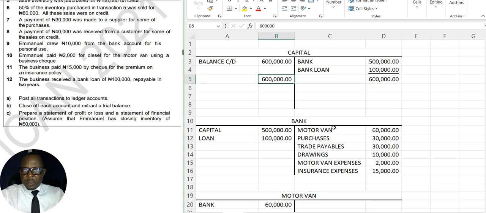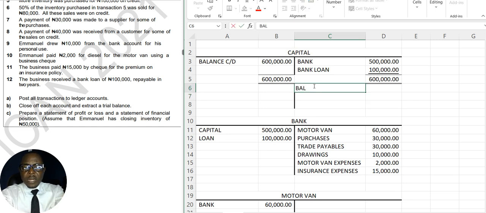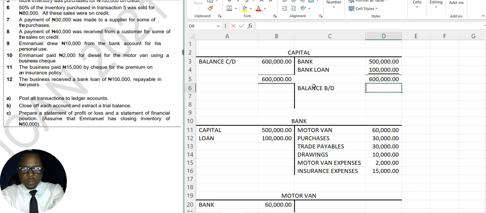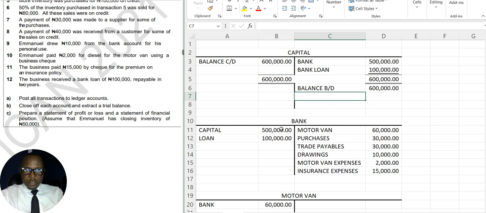All right, same thing. Since your balance carried down is on the left hand side here, on the debit side there, then you will bring it down to this place as balance brought forward, balance BD. It will now be what? 600,000. Okay, with this you've been able to close off this ledger account.